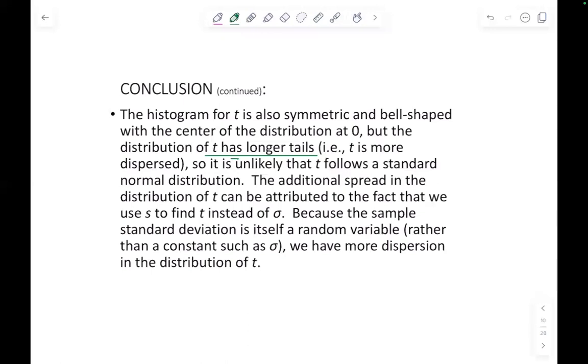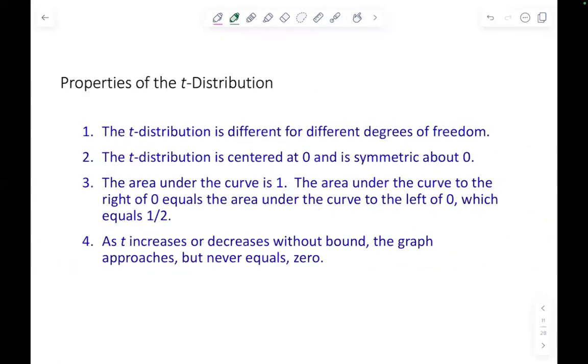Therefore, we have to use the sample and we use T. I am not going to ask you at all to describe the difference between a T distribution and a Z distribution. You are not going to be asked that, so don't worry about memorizing that. But here's the difference. Our T distribution is different for different degrees of freedom. It's a little more complicated than this, but just think of degrees of freedom as sample size. We're not going to get any more complicated than that.